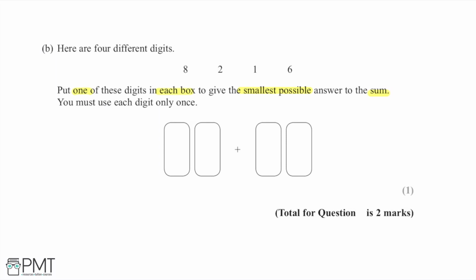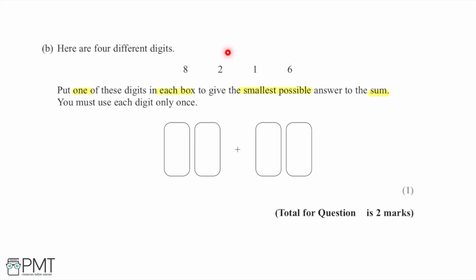So applying the same sort of principles that we did in the previous part of the question, in order to get the smallest possible sum, I need the smaller digits, the smaller integers in the tens column. So if I have 2 2-digit numbers, this is going to be the tens column here. So I need the smaller integers to be in these columns to give me the smallest sum.